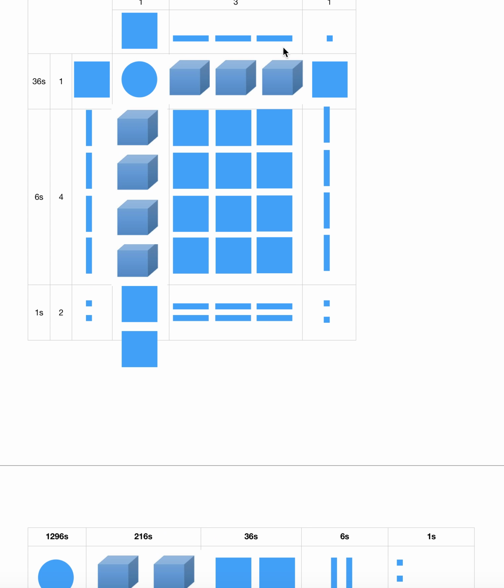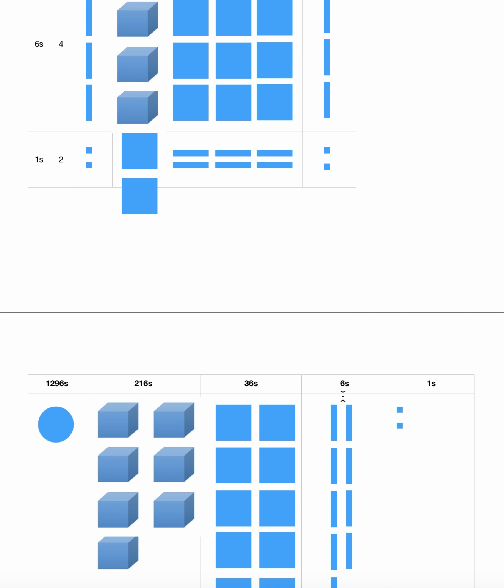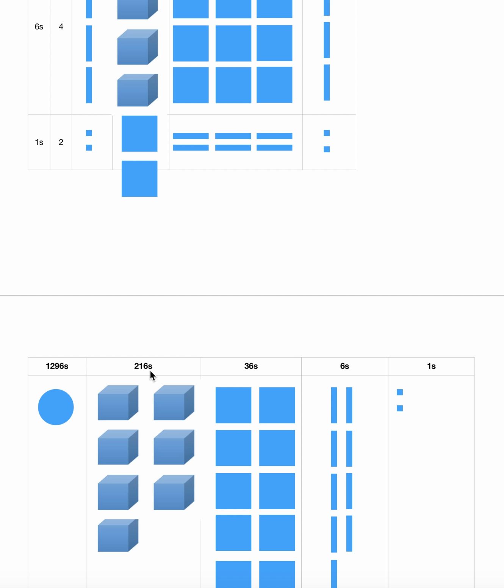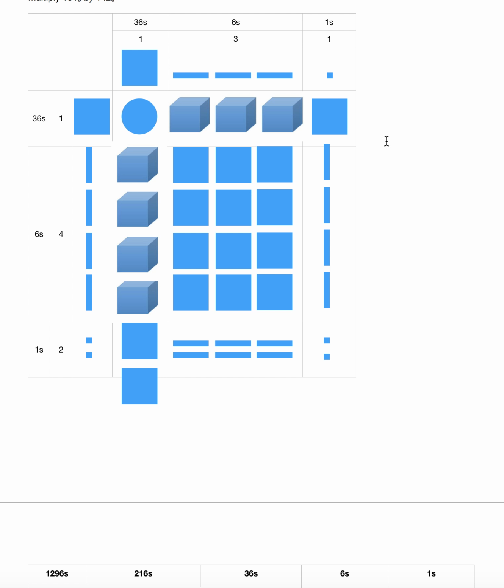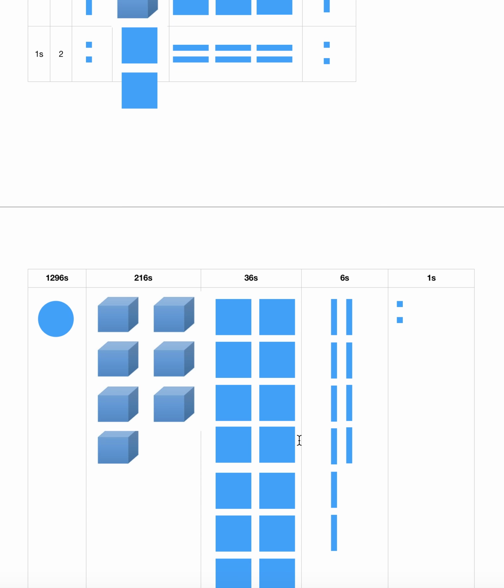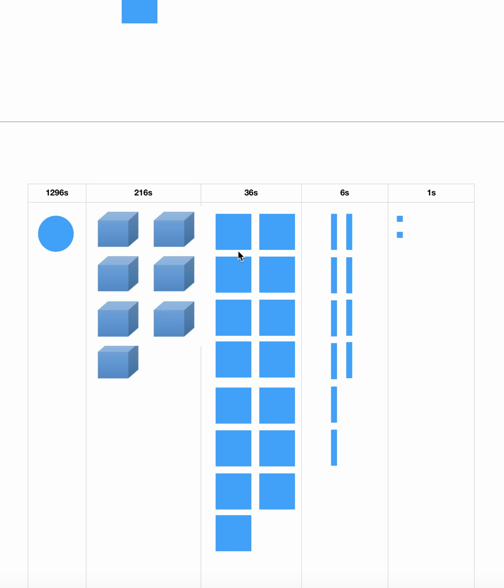Then I added up all of the cubes and we get 7. So we put 7 cubes in the 216 position. We come back up and we add up all of the flats and we have 2 here, we have 12 here, and we have 1 here for a total of 15 flats. So over here I came and put 15 flats in the 36s column.